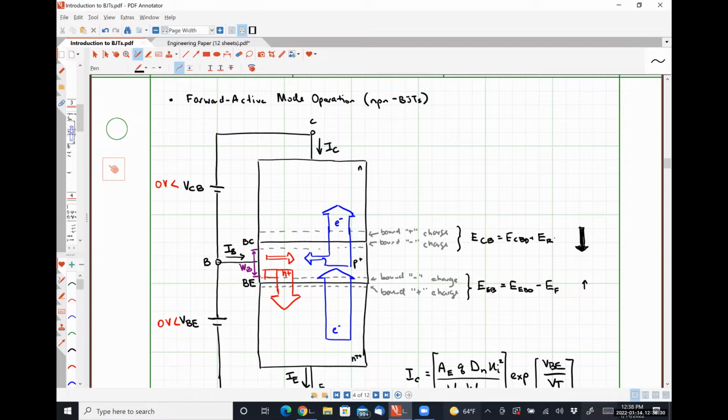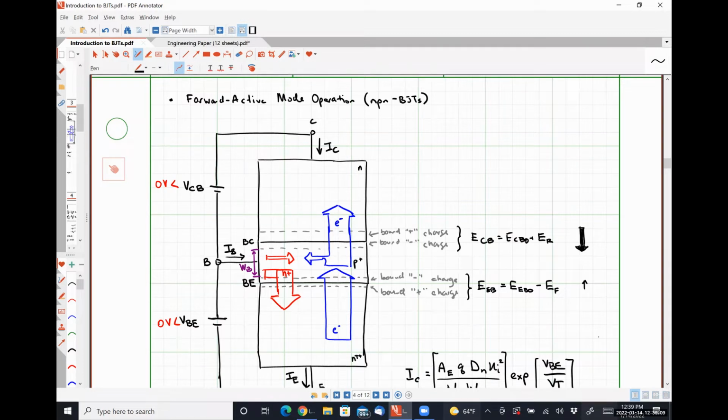And as more positive bound charge gets uncovered by this boundary moving up, more negative charge needs to accumulate on the P plus side of this junction as well. So we should see that for a reverse biased base collector junction, these boundaries start to stretch like so, which is going to decrease the effective width of the base.